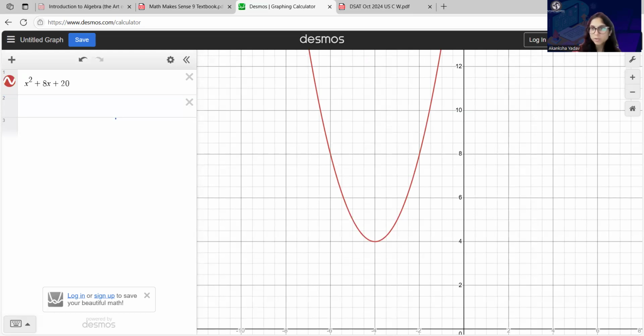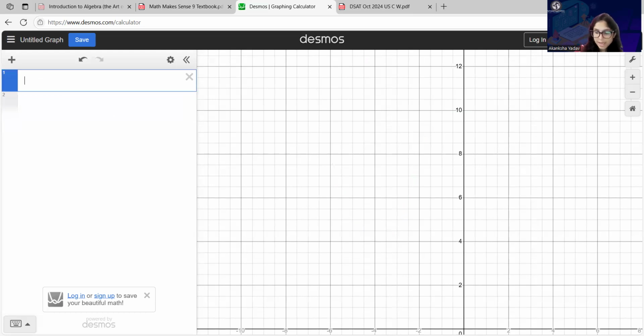Now in solving equations only, we have seen how to solve linear equations. We have seen how to solve quadratic equations. Now the next thing is how to solve other equations. For example, you have a rational equation.